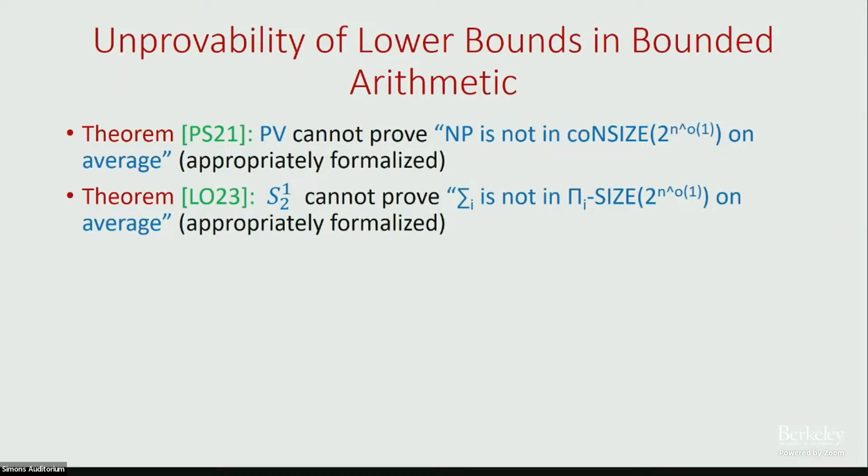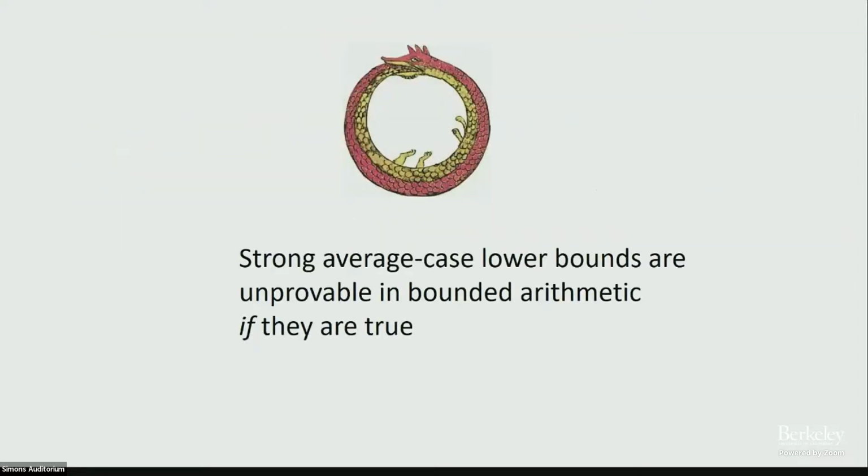And these results also work through diagonalization techniques, which are also instances of the vicious circle phenomenon, that strong average case lower bounds are unprovable in bounded arithmetic if they are true. So the main lemma in these results is saying that if these lower bounds hold, you can't prove them. Of course, if the lower bounds don't hold, you can't prove them either because of the soundness of the system. So if the lower bounds are false, they can't be proved. But the main step is to show that if the lower bounds are true, they can't be proved. And that's what gives that they're unprovable unconditionally.